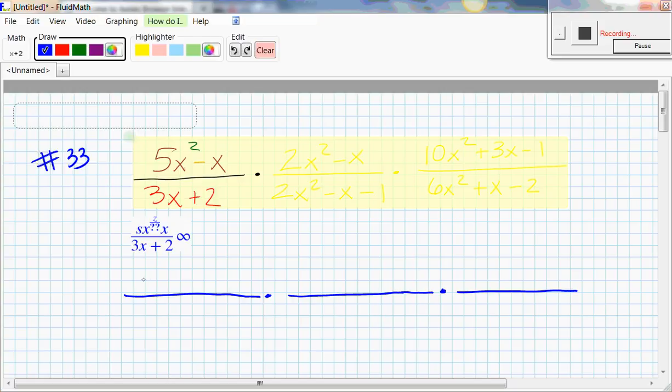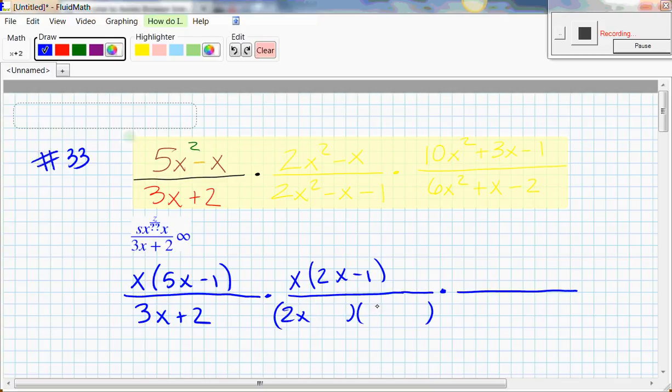So this top one over here, I can factor out an x, right? And that will leave me with 5x minus 1. Is that correct? The bottom left, I can't do anything with. I'll just leave it as 3x plus 2. The top middle, I can factor out an x, and that will leave me with 2x minus 1. The bottom one is going to be the product of two binomials. And it has to be 2x and x, probably 1 and 1, minus and minus. Oh, wait, no. Plus and minus. There we go. Negative 2 plus 1 is negative 1. And then the top right is another product of two binomials.